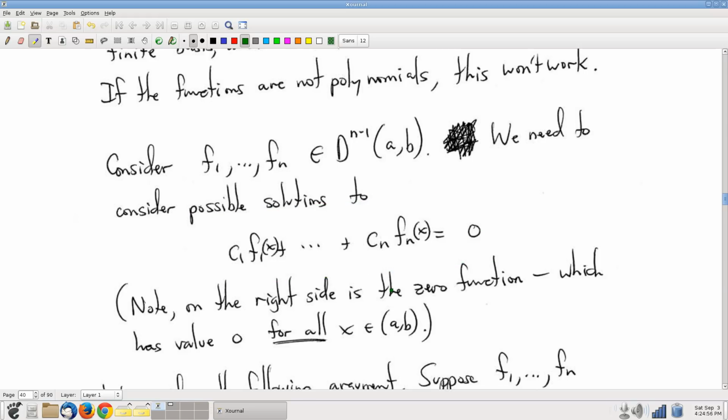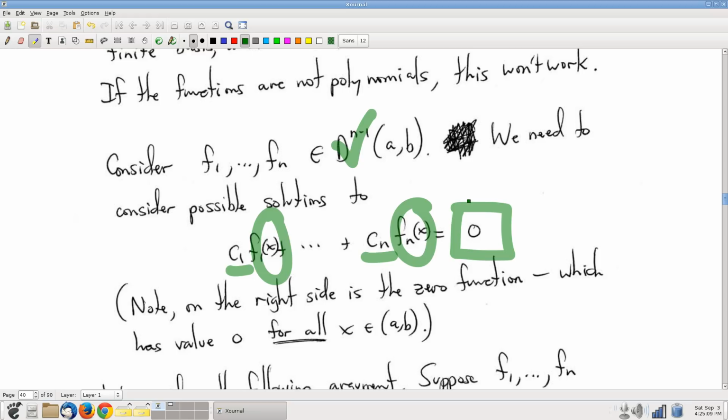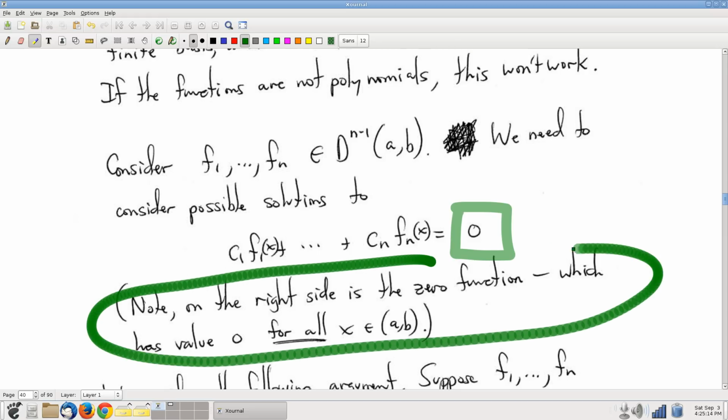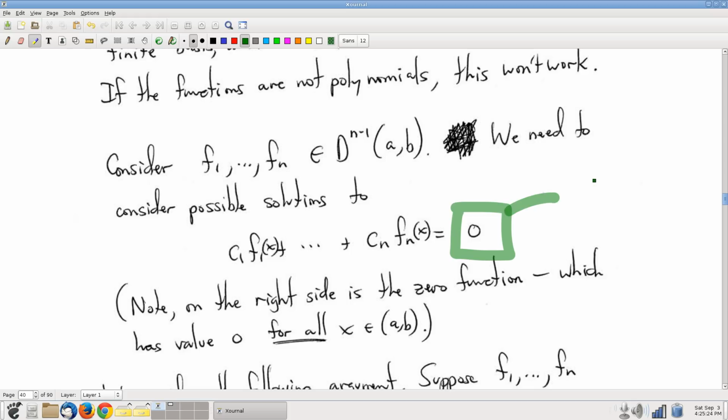Now importantly, we're looking at a linear combination of functions. These functions are vectors in a vector space, and so this 0 here is the 0 function. It is a linear combination of functions, so it itself is a function. So I'm not interested in cases where this might be 0 for some value of x. I'm interested in cases where this is 0 for all x.